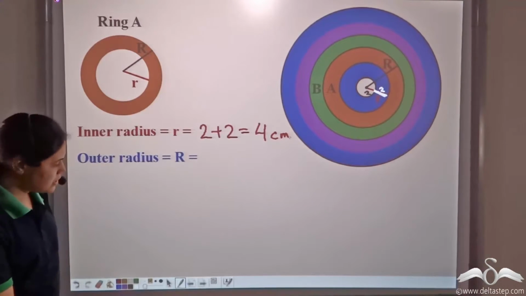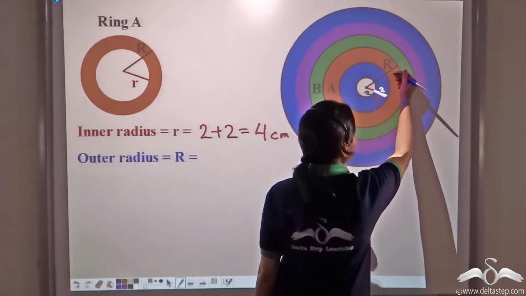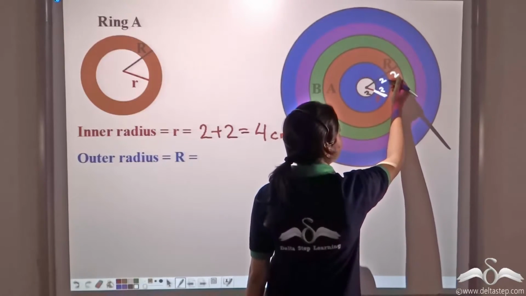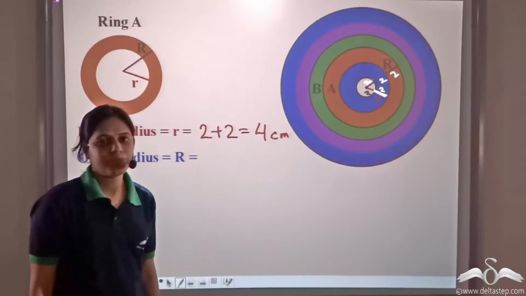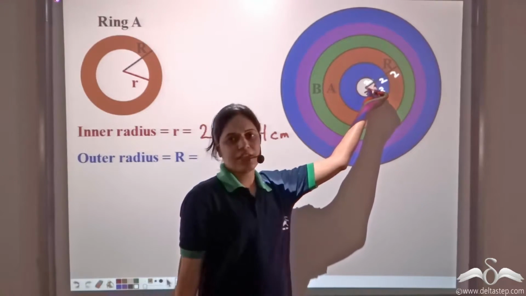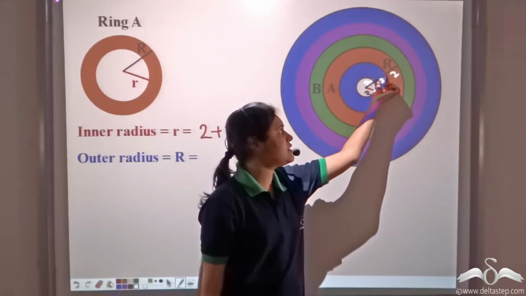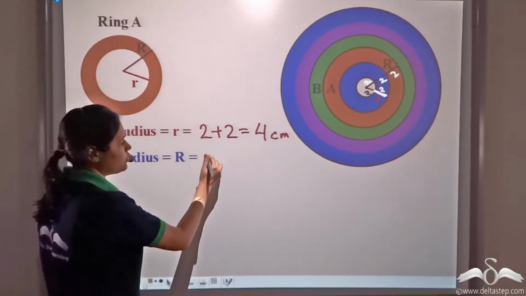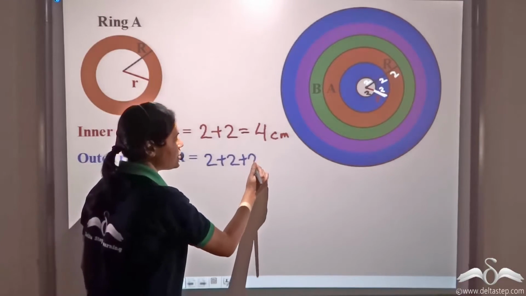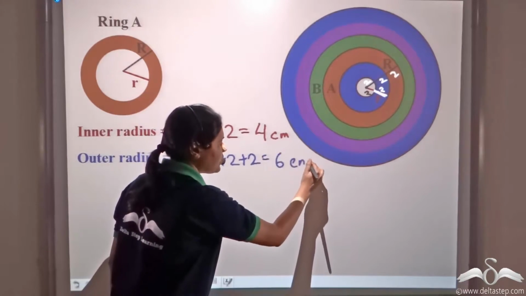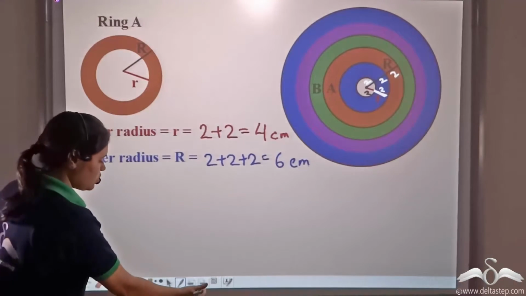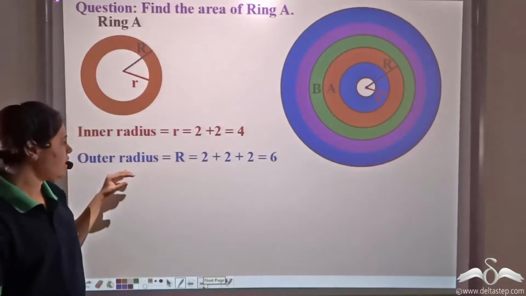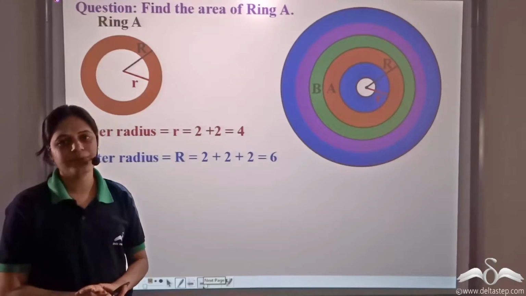And the outer radius is equal to 2 plus 2 plus 2, because it is the radius of the innermost circle plus this distance plus this distance. So the outer radius is equal to 2 plus 2 plus 2, that is 6 centimeter. So we get the inner radius for ring A as 4 centimeter and the outer radius as 6 centimeter.